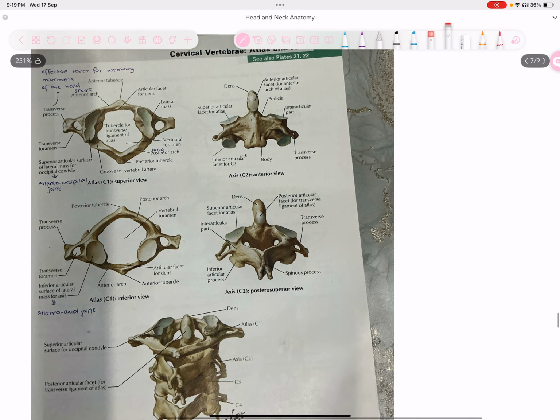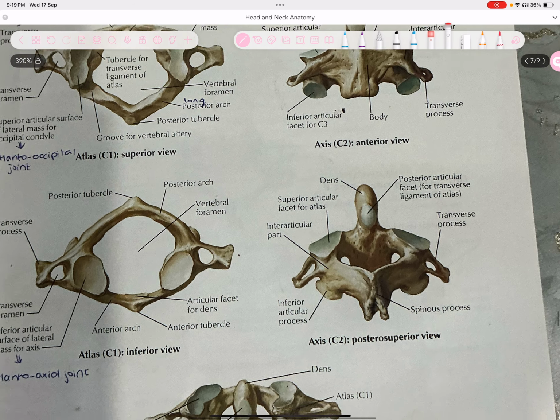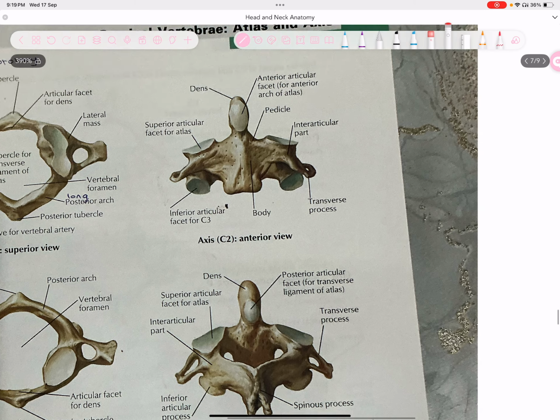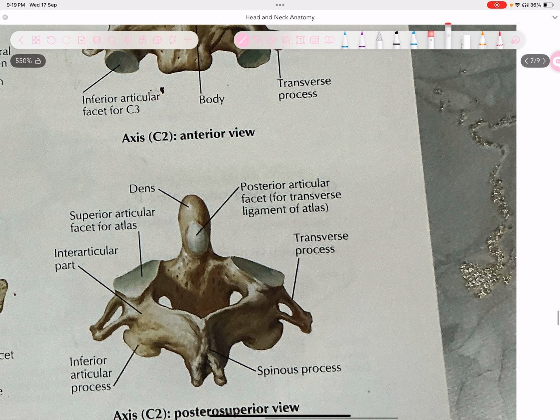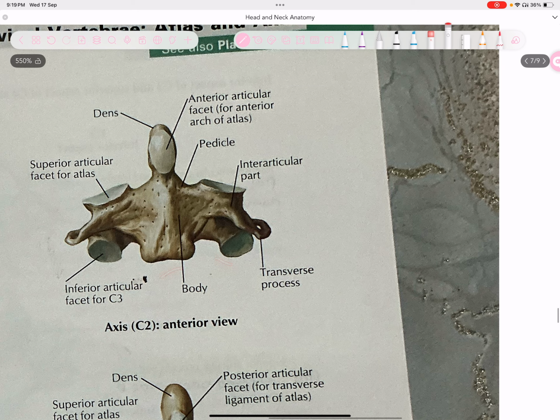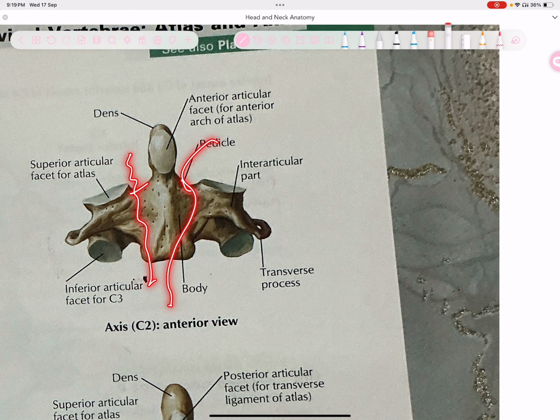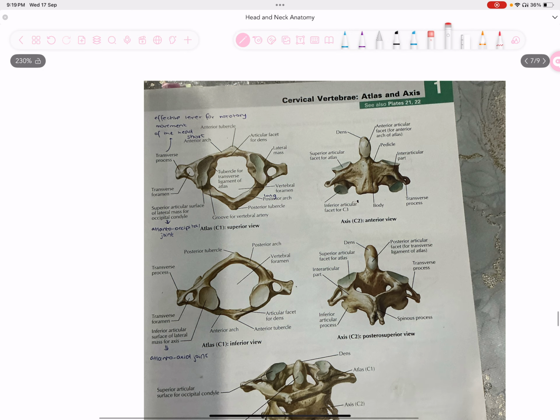So what about C2? Here, this is the pedicle. Here also, this is the pedicle. So hangman's fracture occurs due to fracture of the pedicle of the axis vertebra. As the vertebral canal gets enlarged, the spinal cord does not get pressed. So that's it about the clinical anatomy.